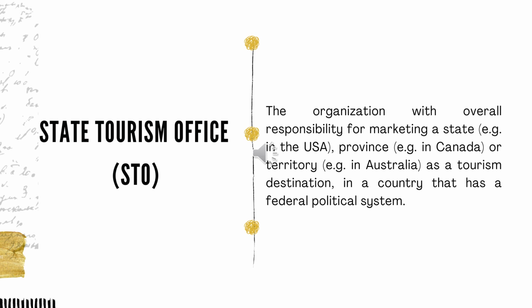Next is the State Tourism Office. This office is applicable for a country with various states like the USA, provinces like Canada, or territories like Australia, because the researcher of this reference comes from abroad. That's why he uses the examples of these 3 countries. It's applicable for a country that has a federal political system, like those mentioned.